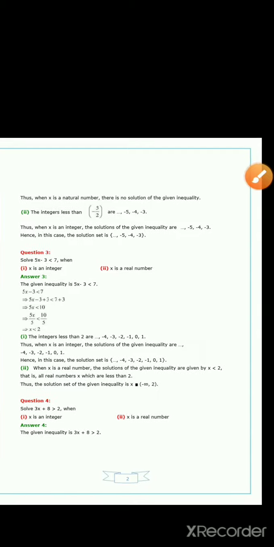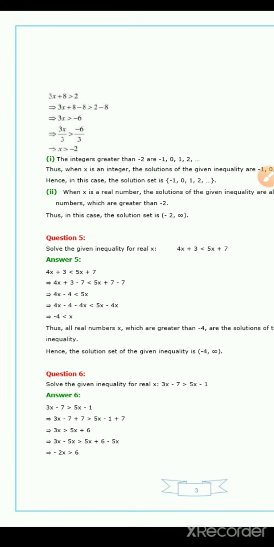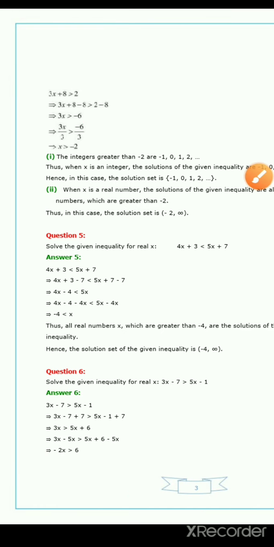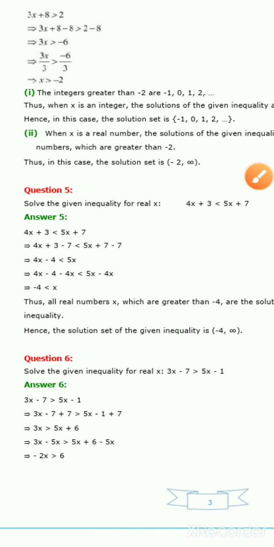So what you will get here is 3x plus 8 minus 8 is less than 2 minus 8. What is 2 minus 8? You have to consider the greater number's sign, so subtract it, and that is minus 6. Again you got 3x is less than minus 6. So what you need to do here is divide both sides by 3.